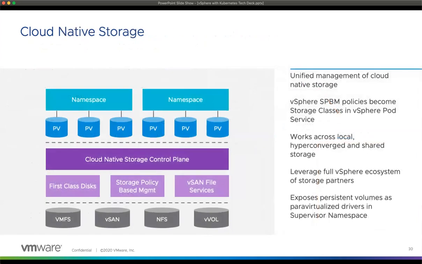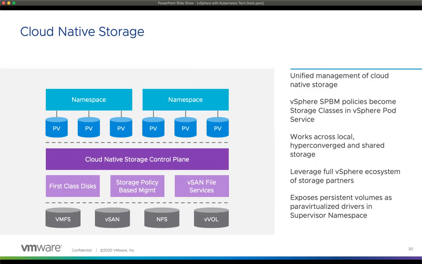So, cloud native storage, vSphere Kubernetes works with all of these different storage pieces or types. It's storage agnostic because a persistent volume is just a VMDK living on a data store somewhere. So that means I can use vSphere storage policies, which then become in Kubernetes something called a storage class.